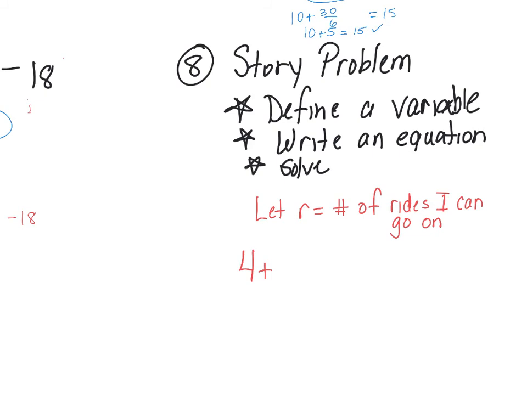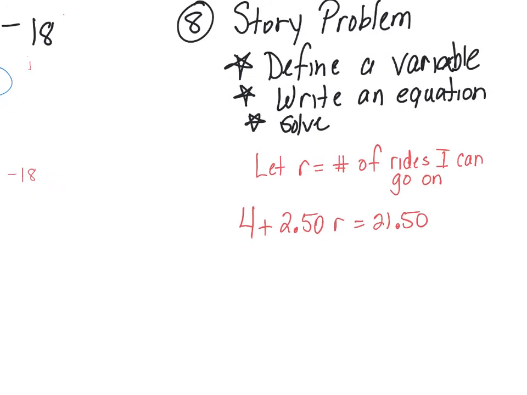If I go on 3 rides, what would I do? I would take $2.50 times 3. If I went on 6 rides, I'd take $2.50 times 6. If I go on R rides, I'd take 2.50 times R. And that is equal to $21.50. That's all I have to spend. So go ahead and solve that one.